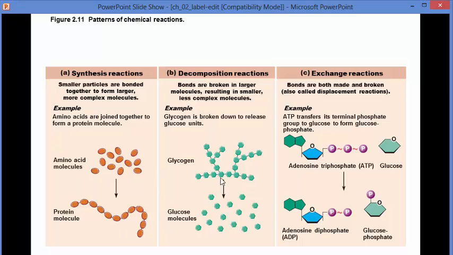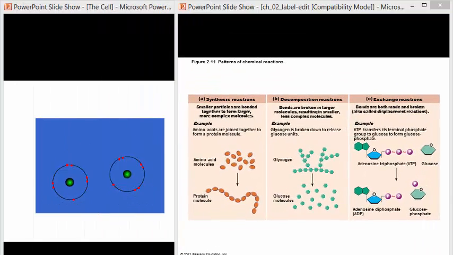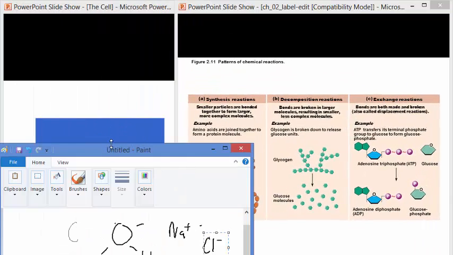A protein, and then you've got a decomposition reaction. That's when you break down something large. This just shows glycogen. Glycogen is a storage form of carbohydrates within our body.